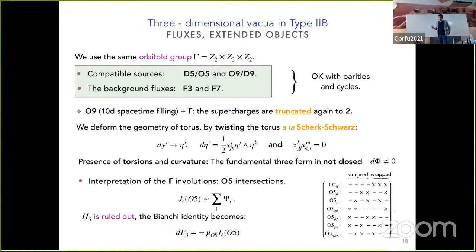And in this case, we want to have a curved internal space. So we perform a Scherk-Schwarz twisting on the torus. Also, you can see here from the background fluxes that are allowed that the H3 is not allowed. So we have to cancel the tadpole differently. But this is not a problem, because the F_i, basically the basis of the fundamental 3-form on which F3 is expanded, has non-zero derivative. So we can cancel the Bianchi identity differently.